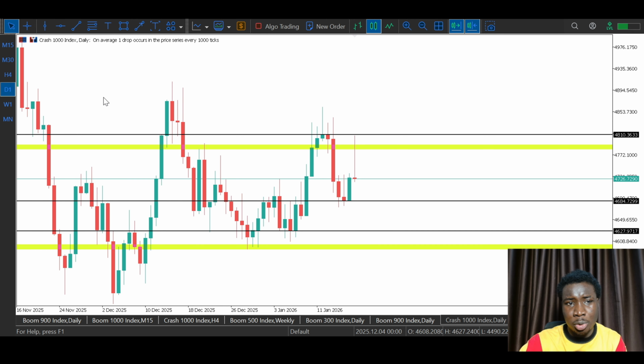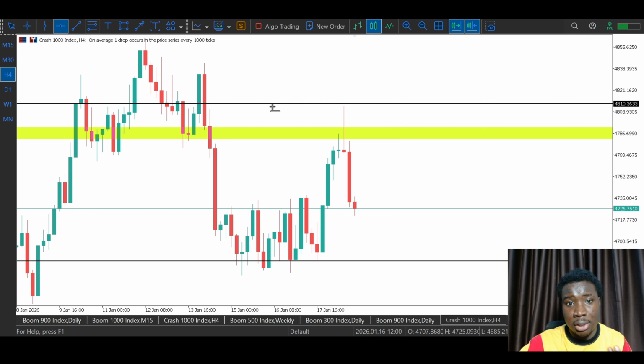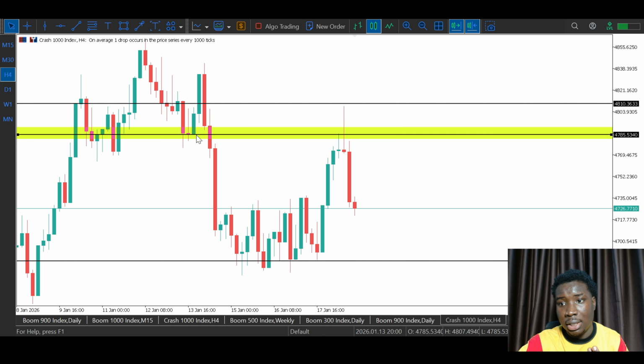So all you have to do is position yourself right. I can go down to 4 hour, mark out this is the area I was expecting it to bounce off. It got there, rejected, and the rest is history currently.